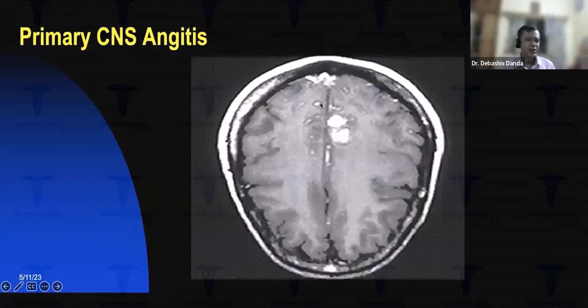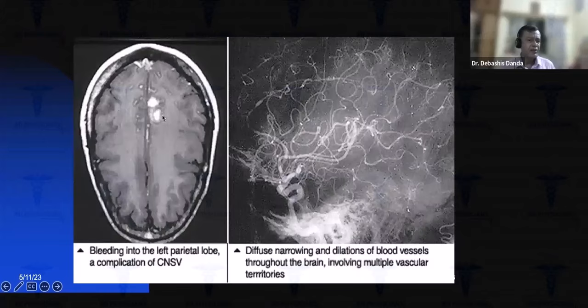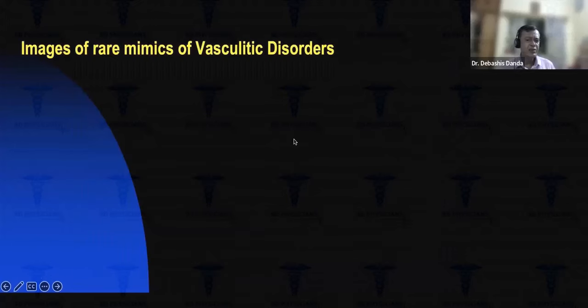This is a primary CNS angiitis which looks like a bleed in the brain, bleeding into the left parietal lobe, a complication of the central nervous system vasculitis. Diffuse narrowing and dilatation of the blood vessels throughout the brain involving multiple vascular territories, as is seen here in this patient of primary CNS vasculitis.